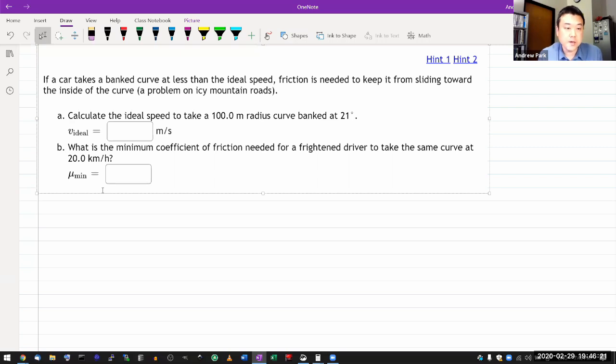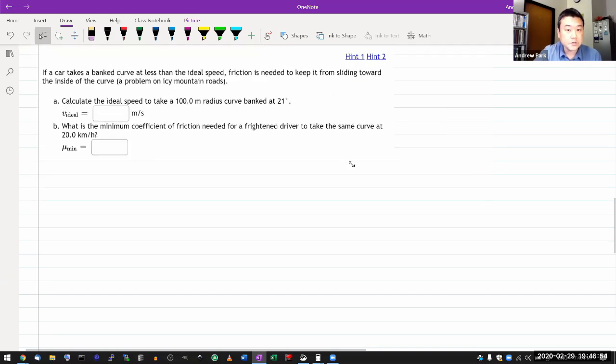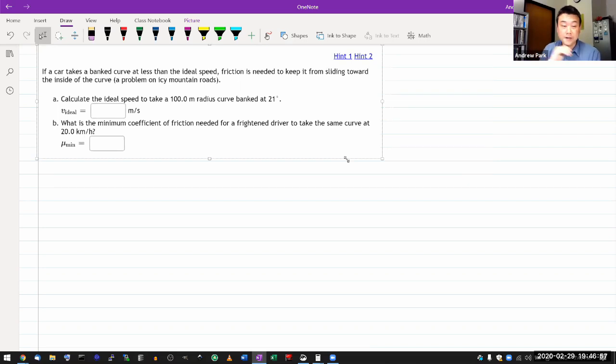Okay, so if a car takes a banked curve at less than the ideal speed, friction is needed to keep it from sliding toward the inside of the curve. I guess that's right. Yeah, if it's standing still, it would slide kind of in towards the inside of the curve. So it says calculate the ideal speed to take it, and what is the minimum coefficient of friction needed for a frightened driver. So I'll do both parts. Part A will kind of naturally show what the frictionless version looks like, because the ideal speed actually has friction force going to 0. So this is the picture you should have in mind.